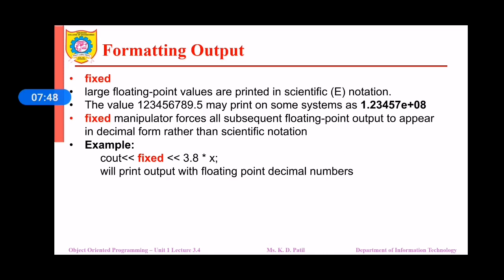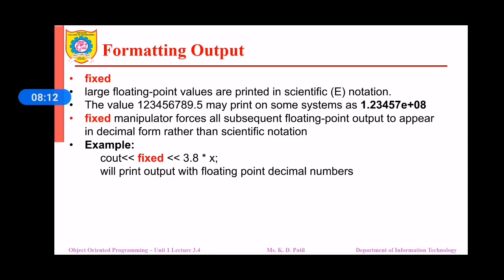The fixed manipulator forces all the subsequent floating point output to appear in decimal form rather than scientific notation. Now if I want to print 123456789.5 on my screen as it is, fixed will help me. Let us see the example. cout fixed, and let us have some value 3.8 multiplied by x.